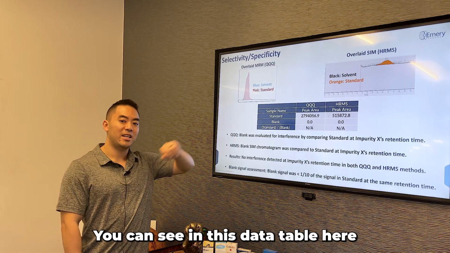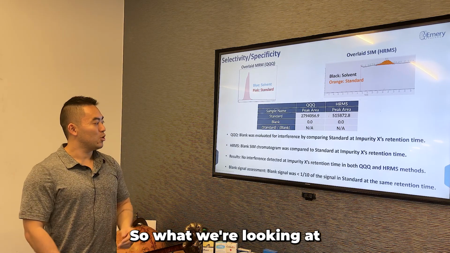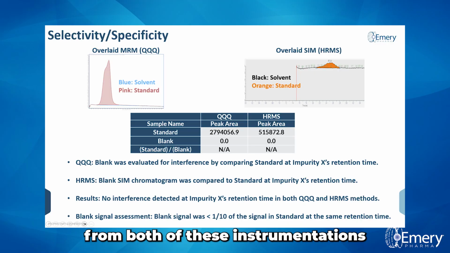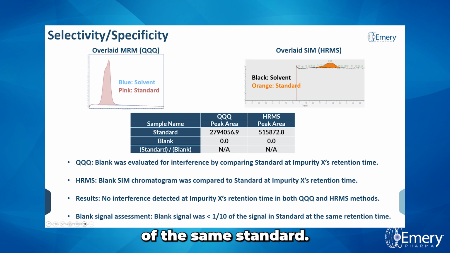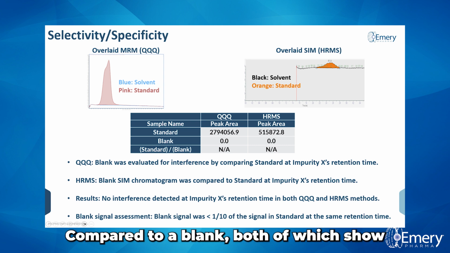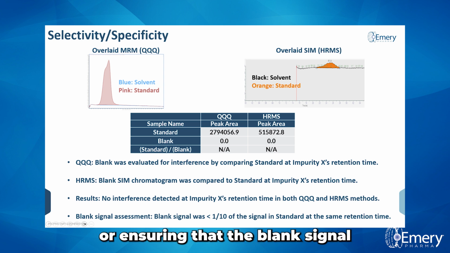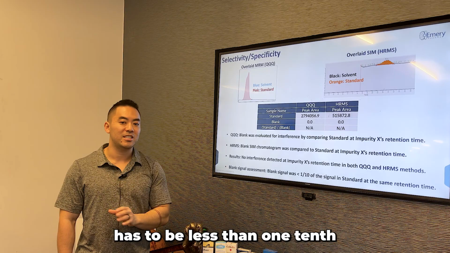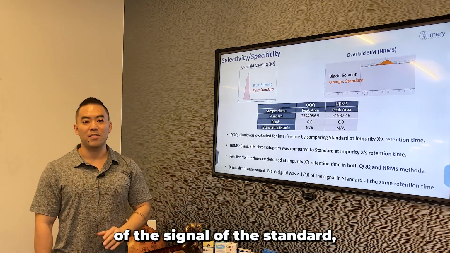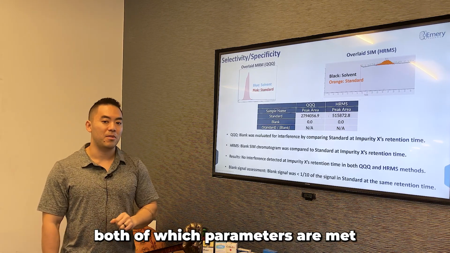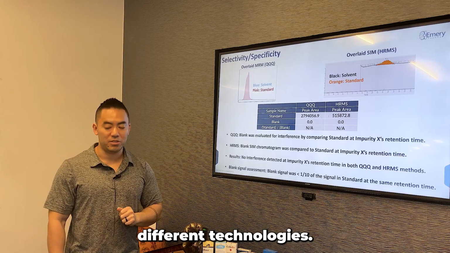Data-wise, you can see in this data table what that represents. We're looking at the different peak areas from both of these instruments for the same standard compared to a blank, both of which show high specificity for our impurity of interest. The acceptance parameters we look for are any interference with the retention time, and ensuring that the blank signal is less than 1/10 of the signal of the standard, both of which parameters are met with both of these technologies.